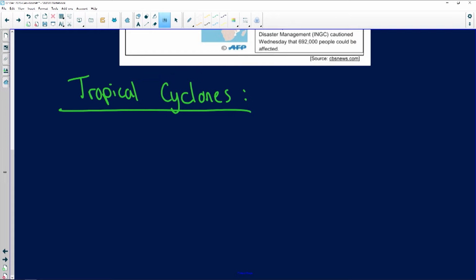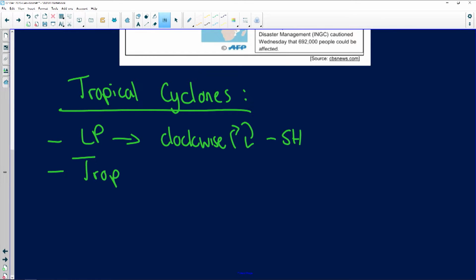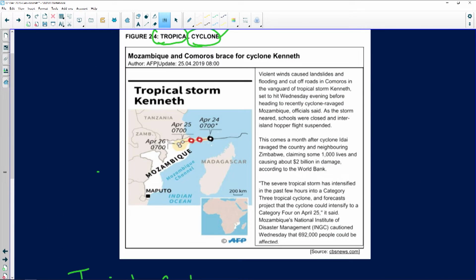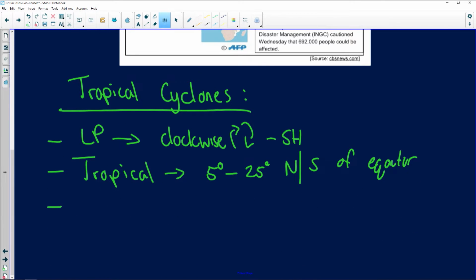Okay, it's a low pressure system. It's a clockwise circulation of air in the southern hemisphere. Now, it's tropical because it develops between 5 degrees, 25 degrees north and south of the equator. Okay, now first of all, very importantly, it can't develop between 0 and 5 degrees at the equator.